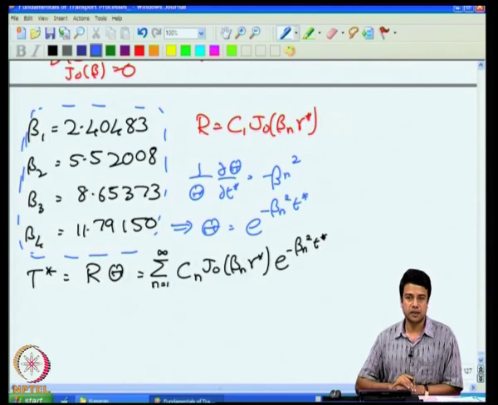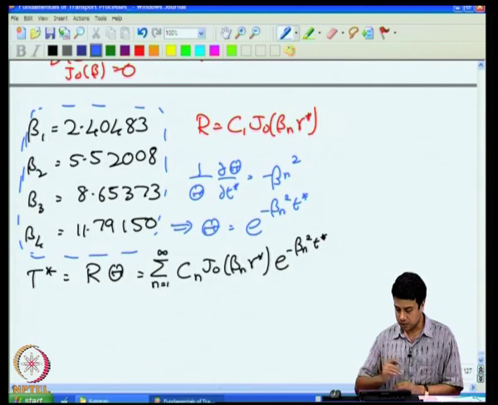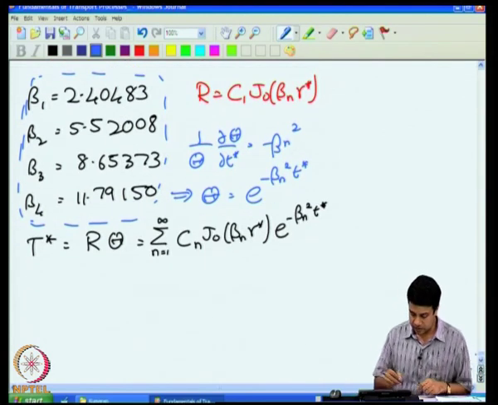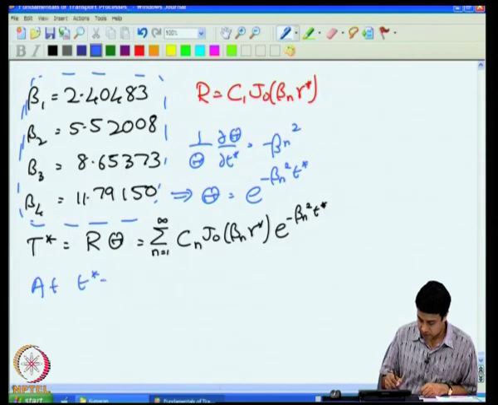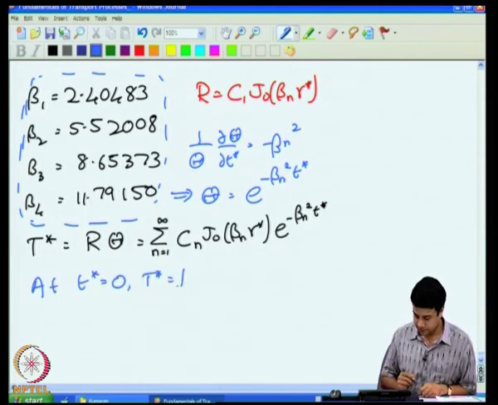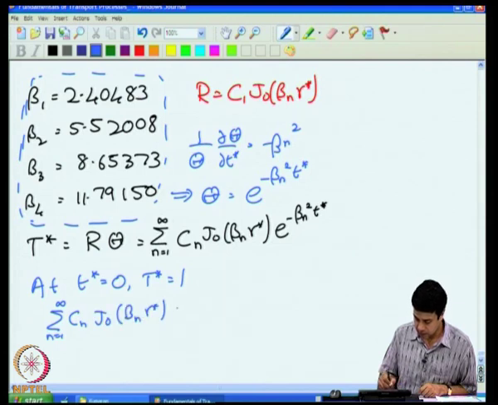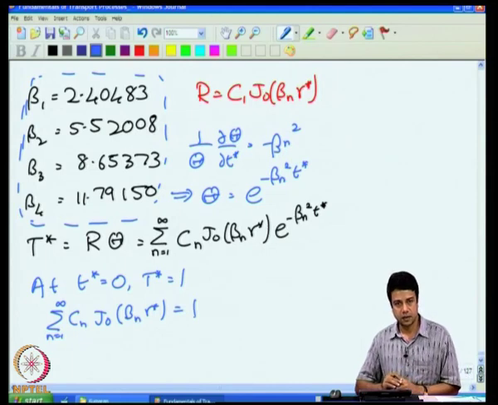If you recall, when we did separation of variables for Cartesian coordinates, we had defined an inner product, an orthogonality relation, which basically said that the product of two different basis functions integrated has to be equal to 0. Okay. So, the initial condition that we have here is that at t star is equal to 0, this is equal to 1. That means that the summation n is equal to 1 to infinity of C n J naught of beta n r star is equal to 1. Okay. How do we solve this?